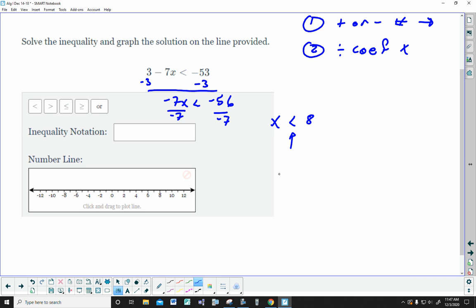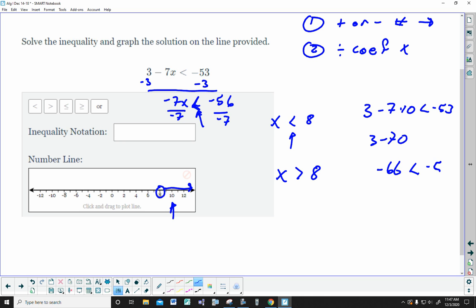So the answer should be x is greater than 8. When I divide by a negative number, when you have an inequality, the inequality has to turn around. Whatever direction it was, it has to be turned around. So x is greater than 8. Open circle, shade right. So let's try 10. 10's in the shaded region. Let's fill it in. 3 minus 7 times 10 should be less than negative 53. 3 minus 70, that's negative 66, is indeed less than negative 53. It's farther left than negative 53.